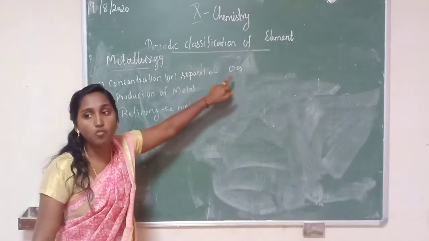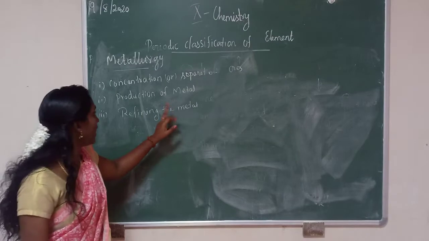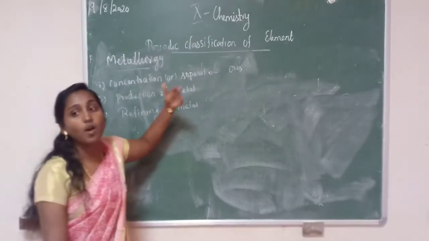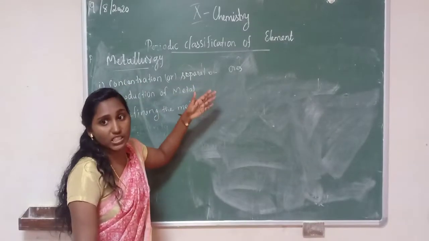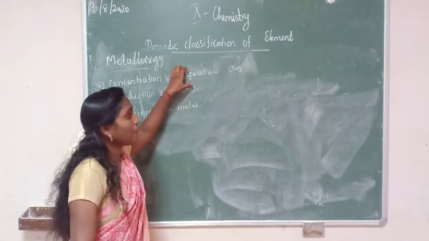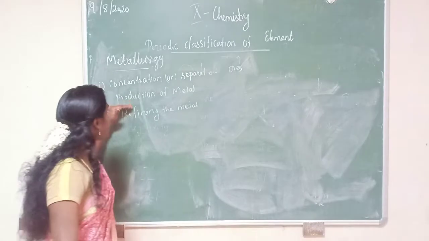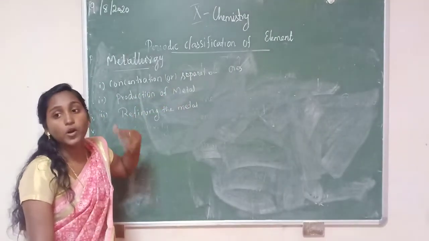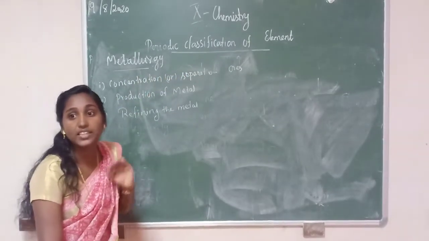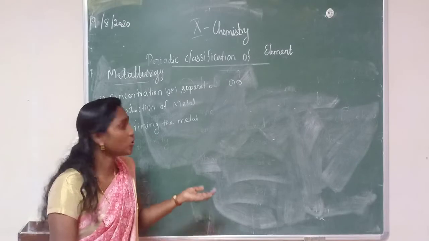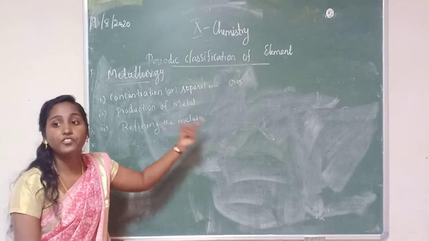So what are the steps involved in this metallurgical process? Concentration or separation of ores, then production of metals, then refining the metal. First, concentration or separation: we should remove the impurities, so separation of ores is the process to remove the impurities. The second step, production of metal, is the process to convert the ores into metal. The last, refining the metal, is the process to purify the metal.